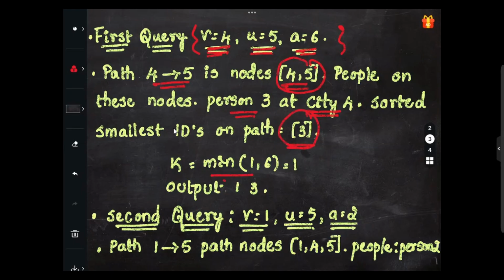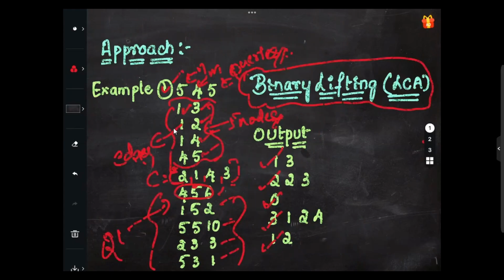So we will be going with k equals the minimum of 1 comma 6. Min of 1 comma 6 is nothing but 1 here. So the output that we'll be going with here is this one. The smallest ID on the path we got is 3, and here the minimum we got is 1. So the output would be 1 comma 3, I mean 1 3 actually. Yeah. So this is the output that we got here. So see, we have got 1 3, right?